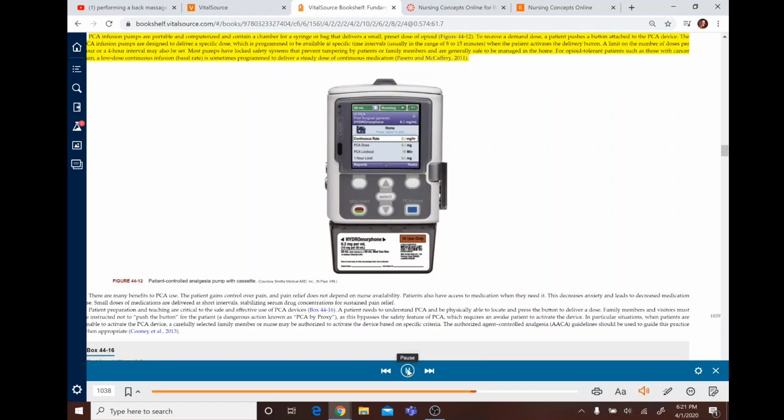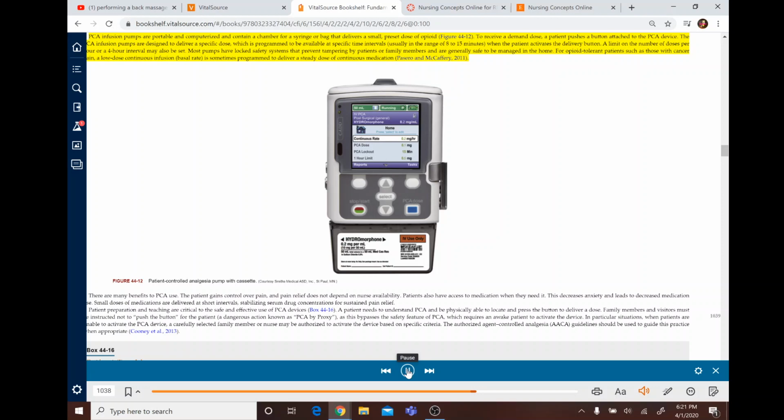PCA infusion pumps are portable and computerized and contain a chamber for a syringe or bag that delivers a small, preset dose of opioid, Figure 44-12. To receive a demand dose, a patient pushes a button attached to the PCA device. The PCA infusion pumps are designed to deliver a specific dose, which is programmed to be available at specific time intervals, usually in the range of 8 to 15 minutes, when the patient activates the delivery button. A limit on the number of doses per hour or a 4-hour interval may also be set. Most pumps have lock safety systems that prevent tampering by patients or family members and are generally safe to be managed in the home. For opioid-tolerant patients such as those with cancer pain, a low-dose continuous infusion, basal rate, is sometimes programmed to deliver a steady dose of continuous medication.